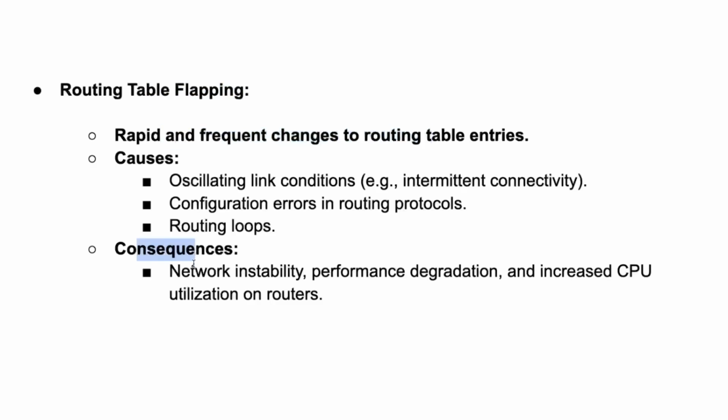The consequences of flapping are network instability, performance degradation, and increased CPU utilization on your routers. It's actually going to happen. So the network will not be stable, performance will degrade, so performance will deteriorate, essentially it'll slow down. And then of course there's going to be increased CPU usage on your routers. Your routers are going to be overloaded because there are constant changes happening to your routing table entries, and they are rapid, meaning they're fast, and they're frequent. So it's just going to take up the CPU, the processing power of your router.